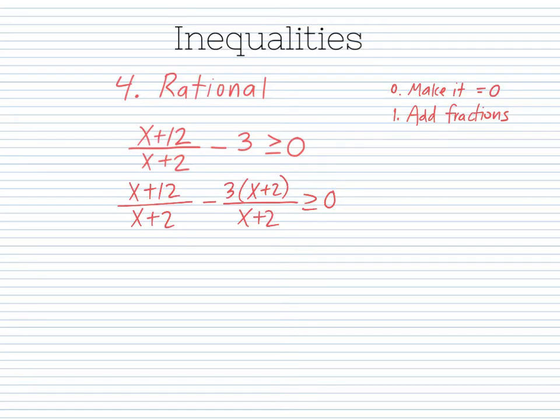So if I combine these, to save a step, this is 3x plus 6, and that's all subtracted. So I get x minus 3x is negative 2x, and I get 12 minus 6, which is 6, over x plus 2, greater than or equal to 0. So this is going to possibly change at either intercepts or vertical asymptotes.